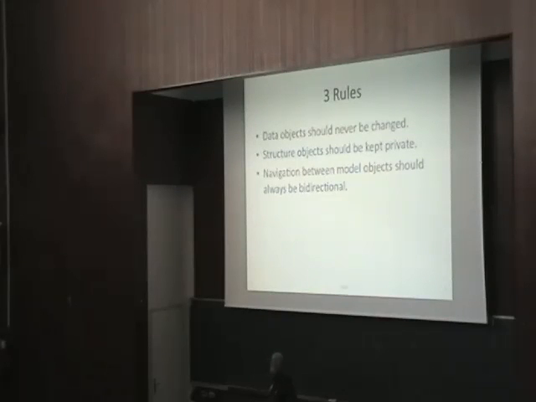And finally, the third rule is navigation between two model objects should always be bidirectional. If I know this object, the other one should know me too. And this makes it possible to say, okay, I changed something within me and always have control of what is changed. But I can warn another object directly: you should change yourself in accordance with the change I have.